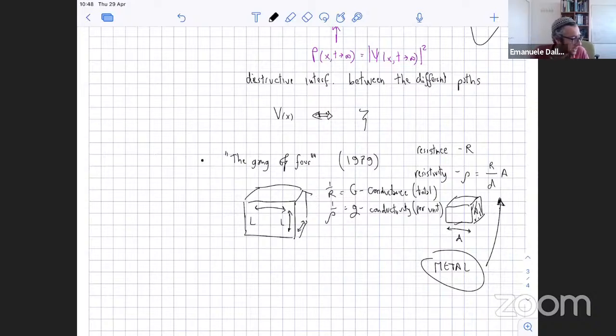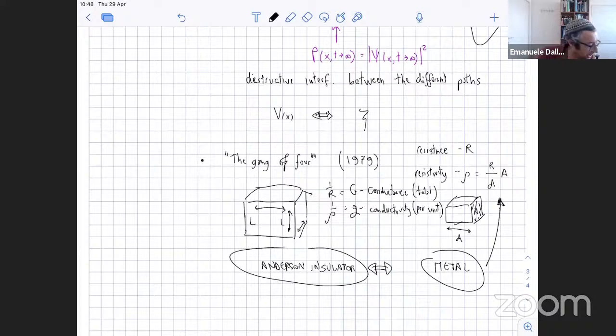What happens in the opposite case? So the opposite case would be an Anderson insulator. In the Anderson insulator, what we have is that the wave function decreases exponentially, and hence it is natural to assume that also the conductivity decreases exponentially, right?